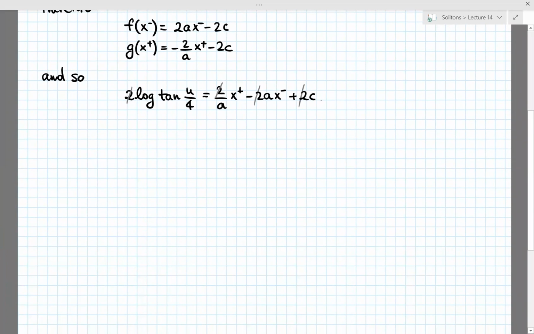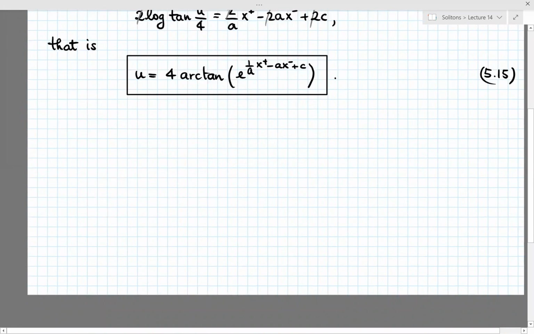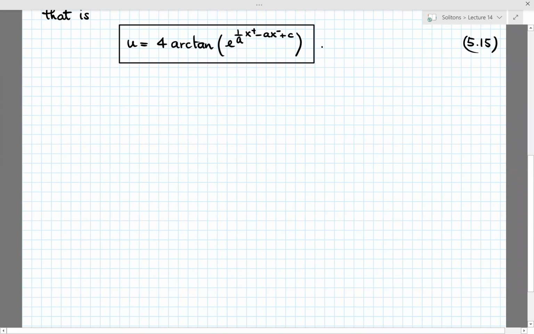Now we can get rid of the common factors of 2 and invert the previous expression to find u, that would be equal to 4 arctangent of exponential of 1 over a x plus minus a x minus plus c. This is equation 5.15. Finally, let's convert this to x and t coordinates.